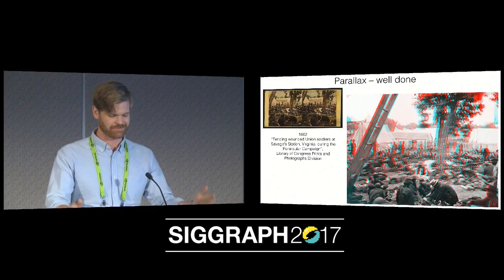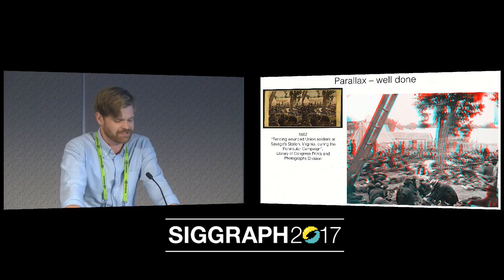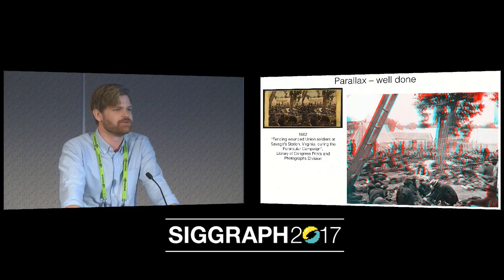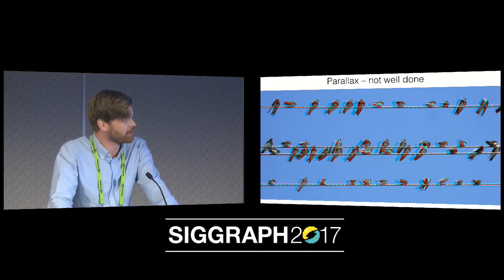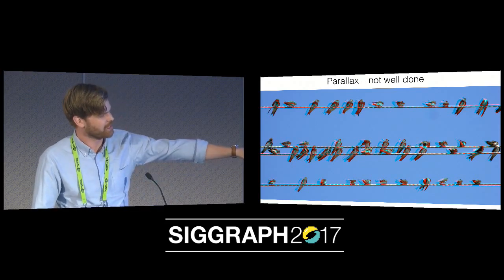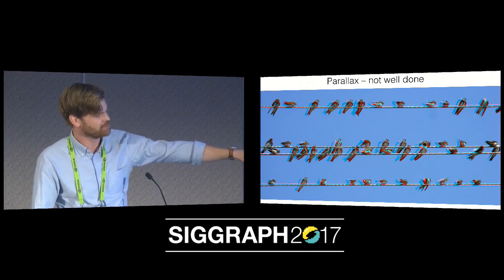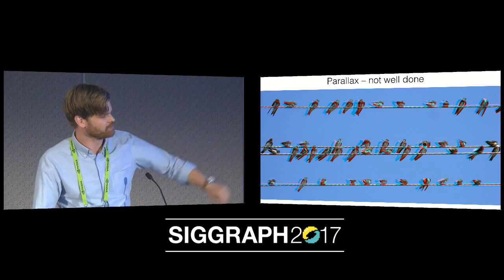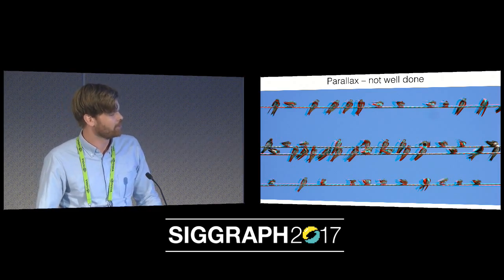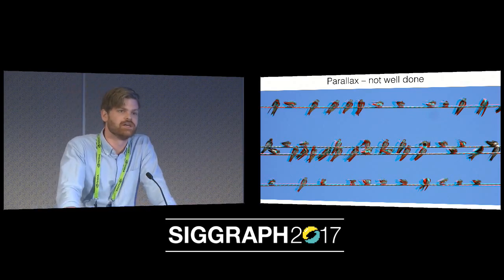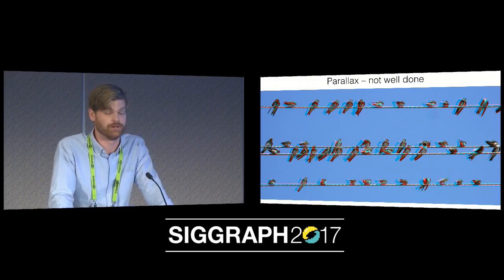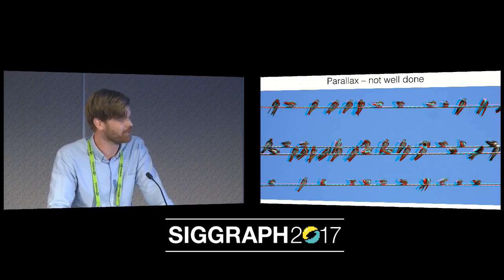This has been well known since the 19th century, and people had figured out how to do parallax correctly even back then. This is not a good way of doing it. If you look again at the edges of this image, you can start seeing the rope that these birds are sitting on, the electrical wire. There starts being some vertical parallax. And this, if you were to view it with your anaglyph glasses, would be very uncomfortable to fuse. Or actually, you probably wouldn't be able to at all, because this is quite a lot of vertical parallax.